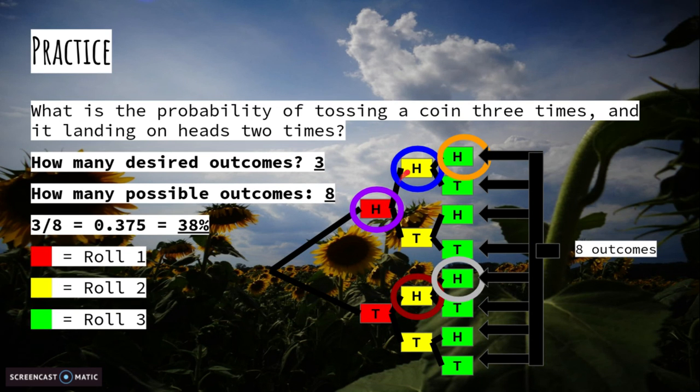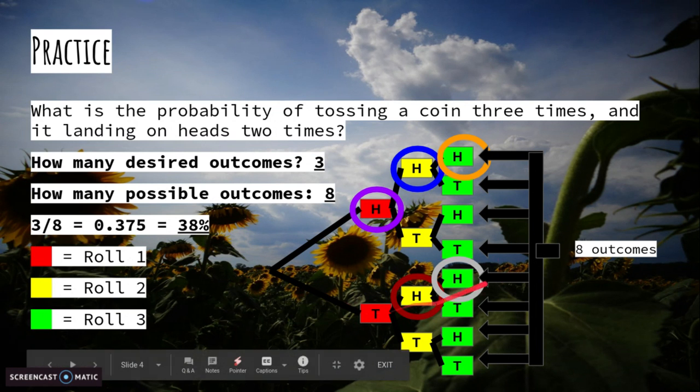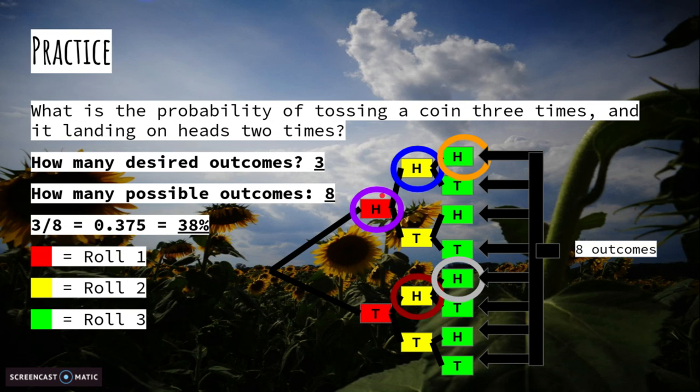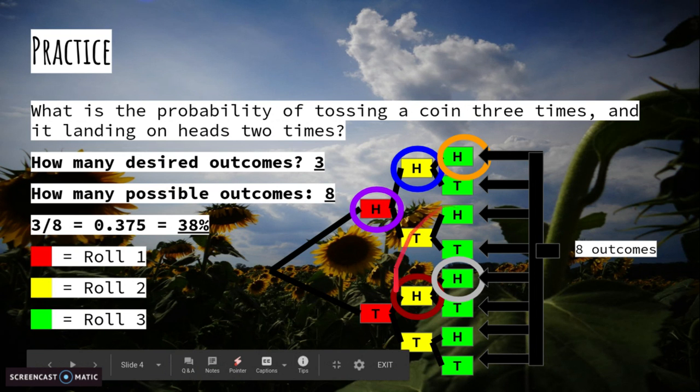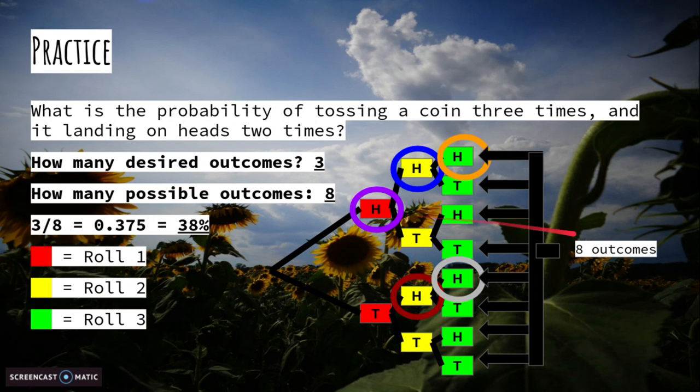There could be heads, heads, heads, or heads, heads, tails, or heads, tails, heads, or heads, tails, tails. It's just all the possible combinations. So there's 8 outcomes, but there's 14 combinations in the whole diagram. There's 8 outcomes, but that doesn't have to do anything. We're looking at 8. So how did we get 3 desired outcomes?